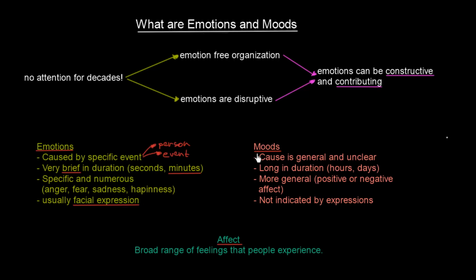Secondly, now we are moving to the moods. These are much more general and unclear. Well, now we have the first comparison. Emotions are specific, while moods are general. These are much longer in duration. They can last for hours or days. And as well, we have had specific and numerous emotions, but moods are more general. We are generally seeing them under two dimensions. They can be either positive or negative, and they can have either positive or negative affect. Okay, we will talk about it later. Finally, these are usually not indicated by expressions. Another comparison: emotions usually are accompanied with a facial expression, but moods are not.